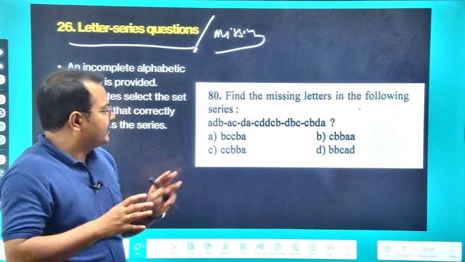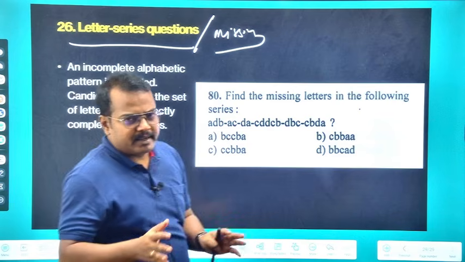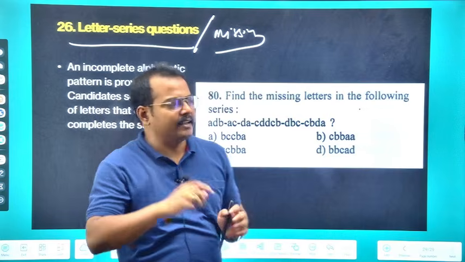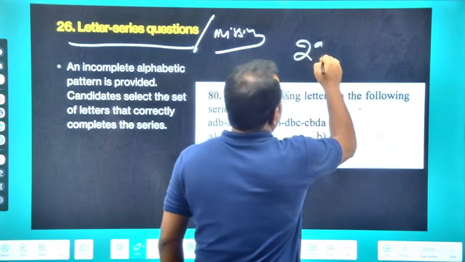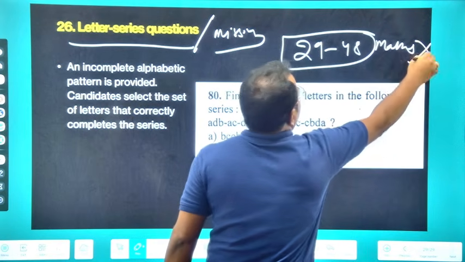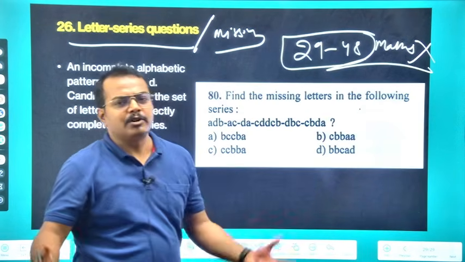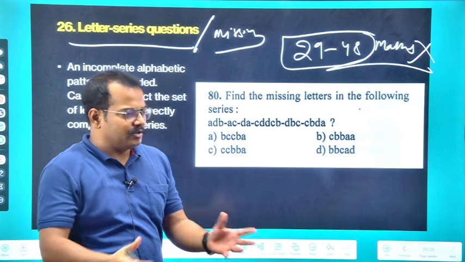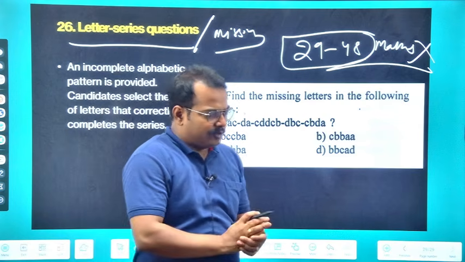So basically, up to question number 80, I have shown you that if you avoid questions number 29 to 48, these questions are all maths questions. If you remove them also, it is still very easy to clear the CSAT exam. So based on that, I will take your doubts if you have any kind of doubts.